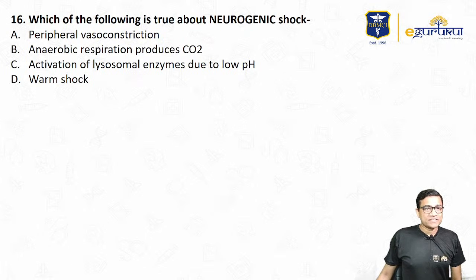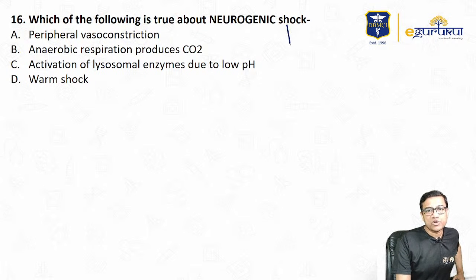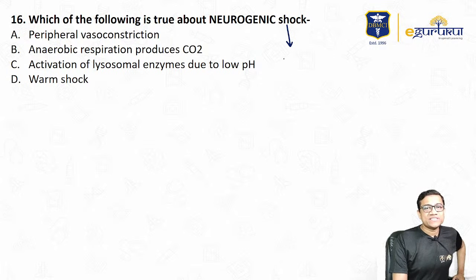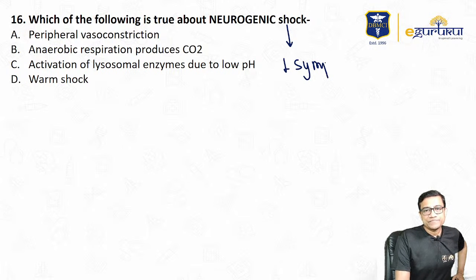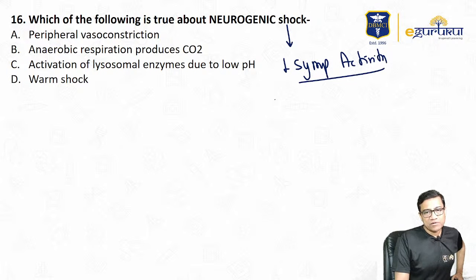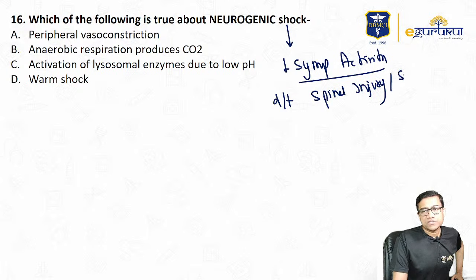The vomiting reflex. Now, which of the following is true about neurogenic shock? Again, I never got the options, but I'll explain what neurogenic shock is. In this case, what happens? There's decreased sympathetic activity, and it could be due to either spinal injury, or some surgery, or drugs, or even spinal anesthesia.